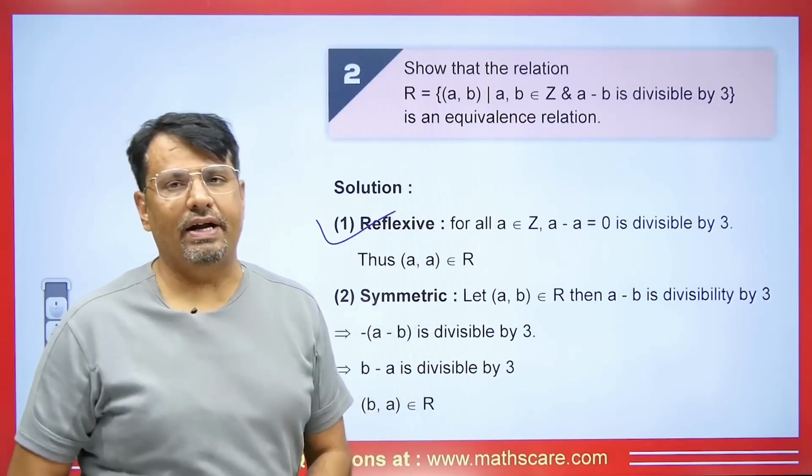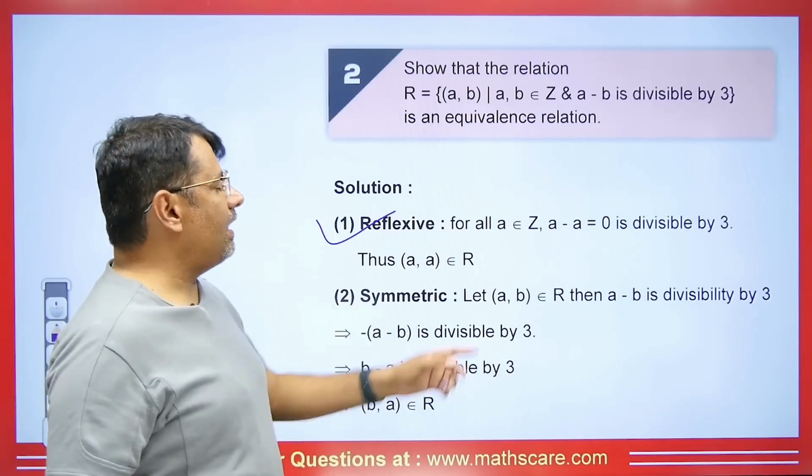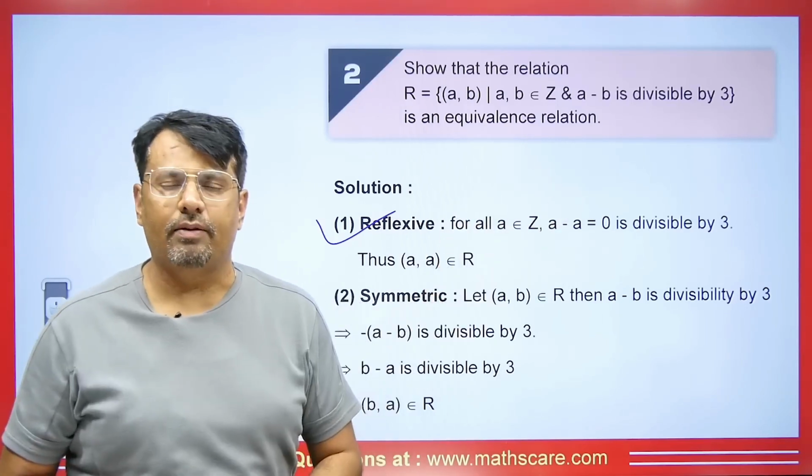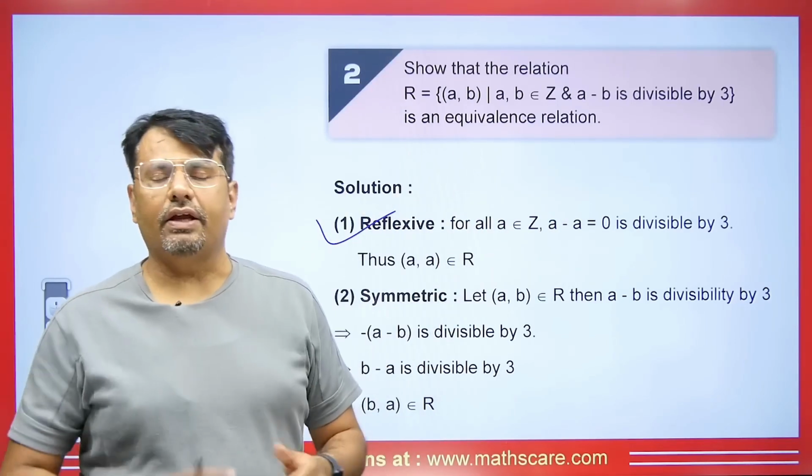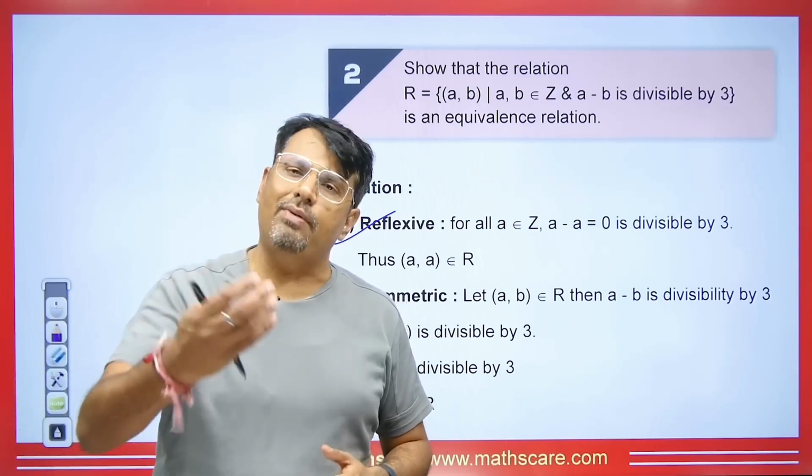Now we will talk about symmetric. Symmetric says that if (A, B) is in R, then (B, A) must be in R.